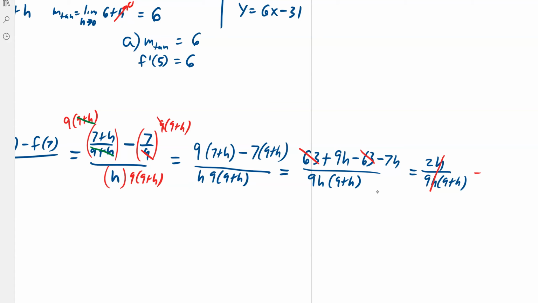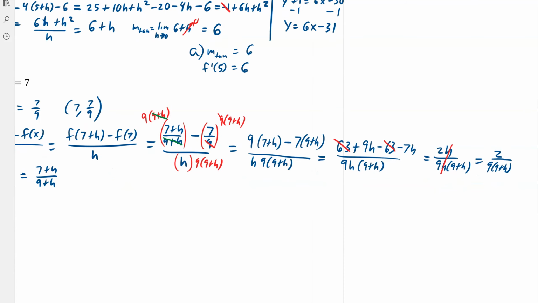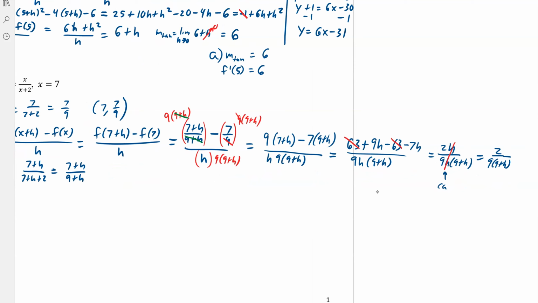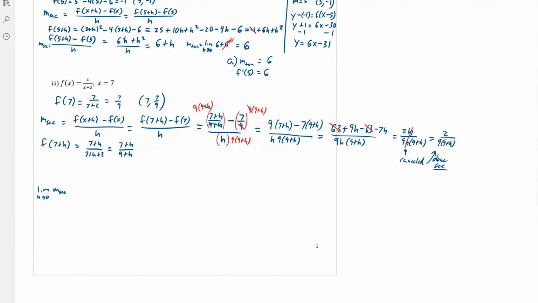Why is it still in red? I don't know. 2 over 9 times (9 plus h), and that is the slope of our secant. Once you cancel that h right here, you're done. Done with the secant. Okay, let me shrink all of this, fit it in here.